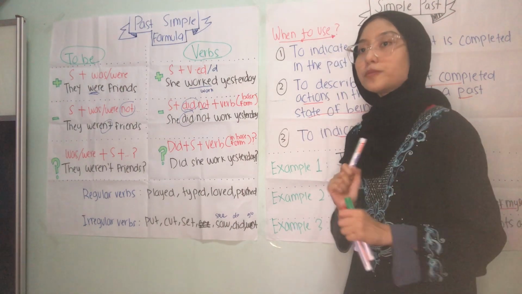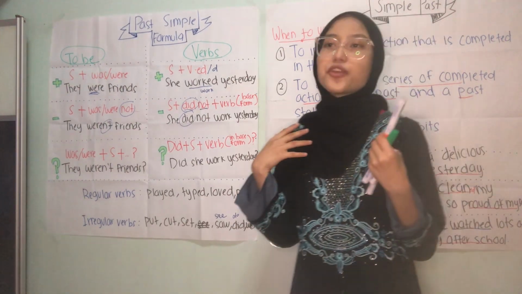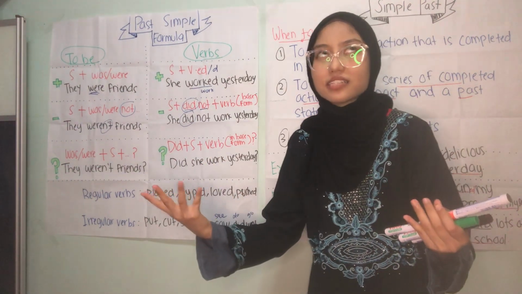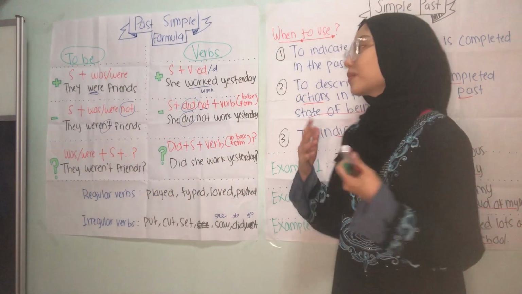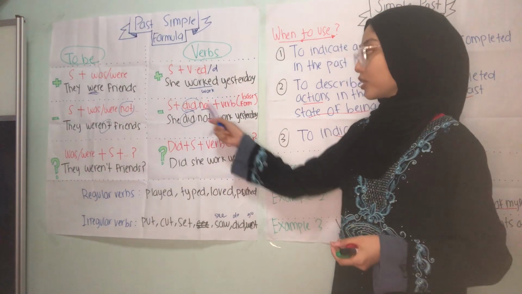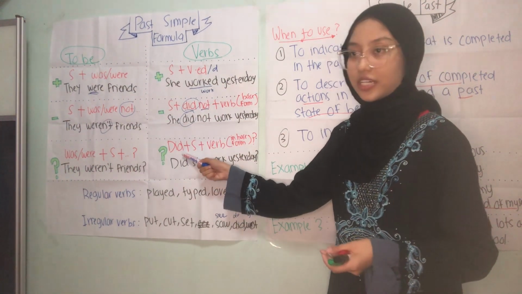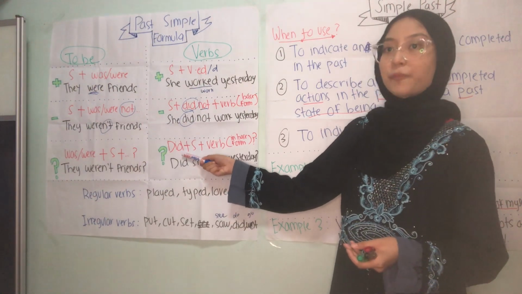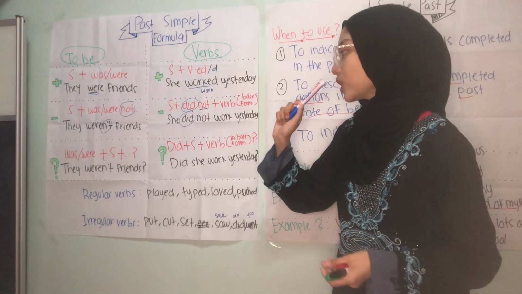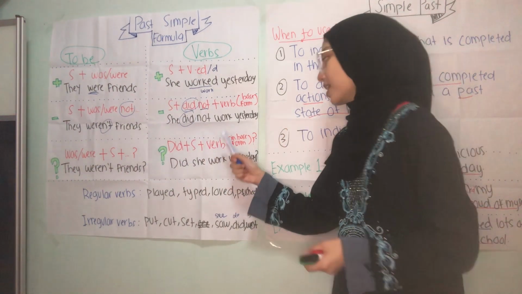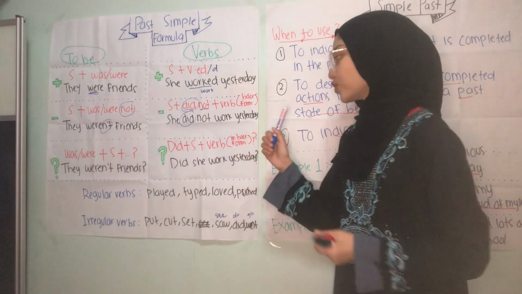Now, what if we do not know whether she works or not? How do we ask a question in simple past? Similar to the above formula, we need to have the helping verb did over here. The formula is did plus subject plus verb, and the verb needs to be in its base form.